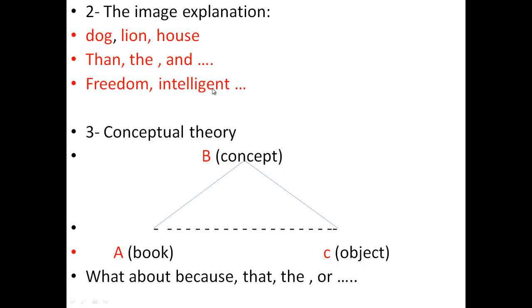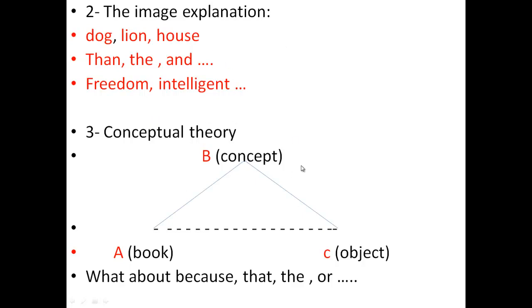So it seems that, to some extent, I have solved the problem of words like freedom, intelligence. Even dog, I can say that the word dog does not refer to a particular dog, but I have just a concept of dog, or a concept of house. But still, what about these words, that, the, or, which, and others? Can we say that I have got a concept of the word that in my mind, which is its meaning? Of course not. So we have got a whole list of words that cannot be accounted for in a successful way by means of this third theory, which is the conceptual theory.